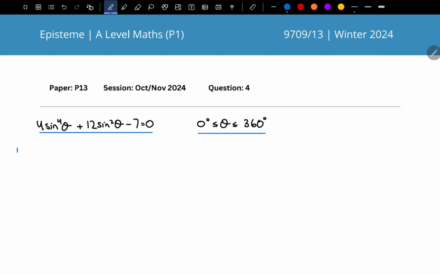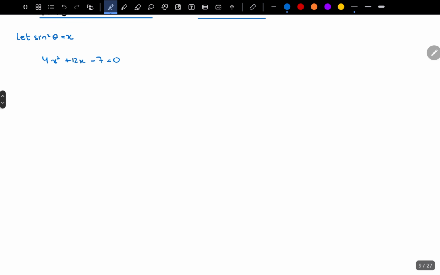So if we substitute sine squared theta equals x, then we can rewrite this as 4x squared plus 12x minus 7 equals 0. Now we can solve this. 4x squared plus 14x minus 2x minus 7 equals 0. Or we can rewrite this to make it easier, where this is minus 2x and plus 14x.